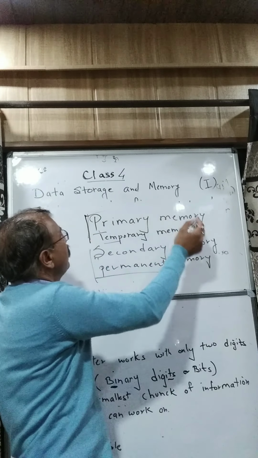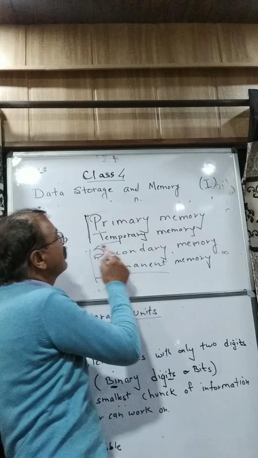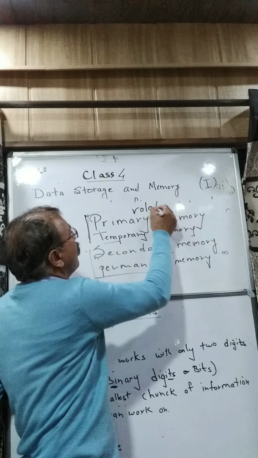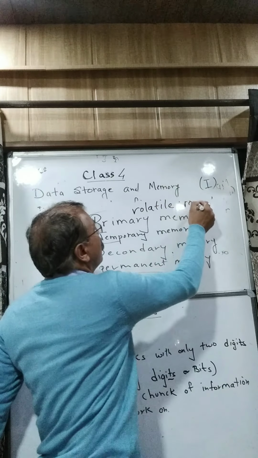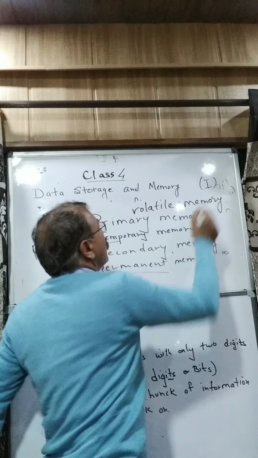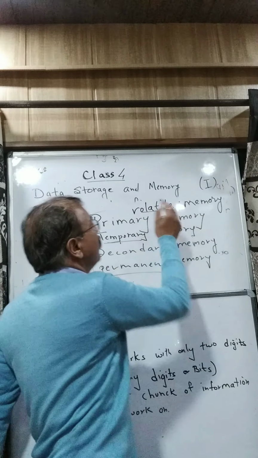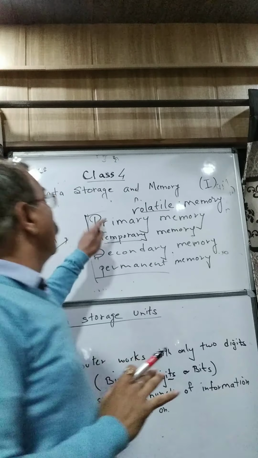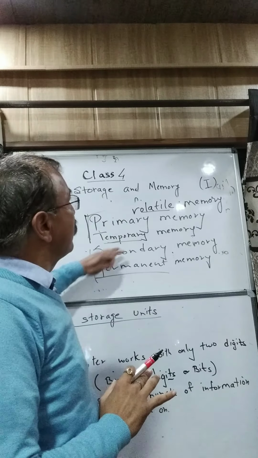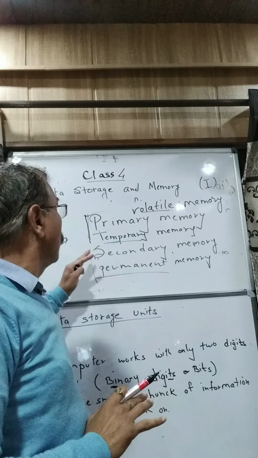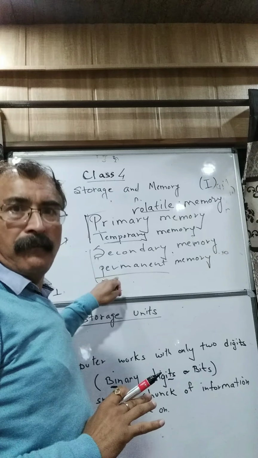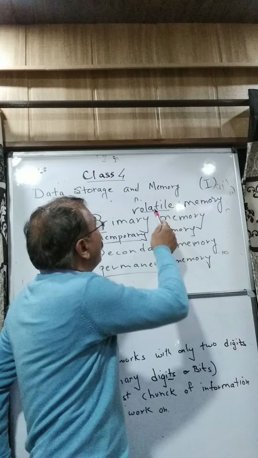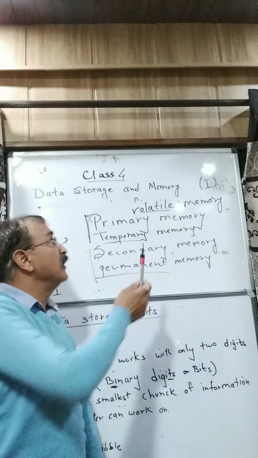So there are two types of memories: primary memory and secondary. Primary memory is also called temporary memory, or volatile memory. So boys, volatile means temporary memory. Clear? Boys, today I will continue with this only. Then in the next part, I will teach you about secondary memory. Now, what is volatile? Again I'm telling you, it's temporary memory.